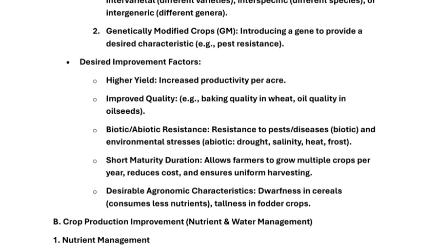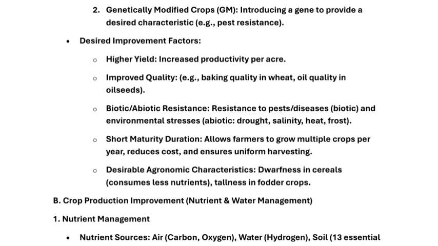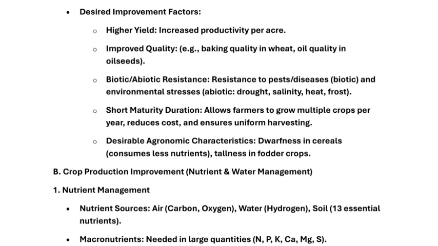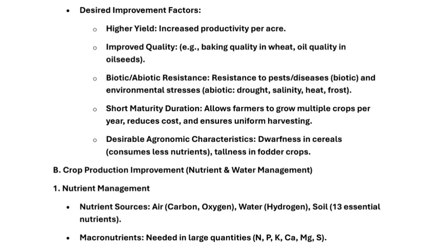2. Genetically modified crops, GM: introducing a gene to provide a desired characteristic, for example pest resistance. Desired improvement factors: higher yield, increased productivity per acre. Improved quality, for example baking quality in wheat and oil quality in oilseeds.